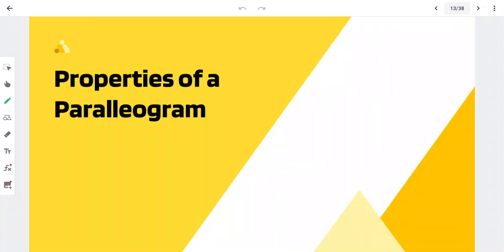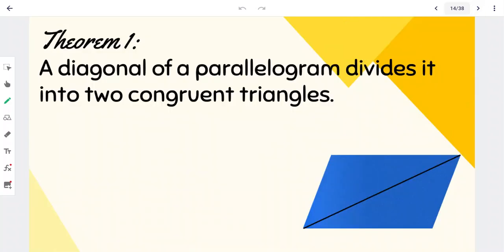Okay, so now we are going to study the properties of a parallelogram in the form of theorems. We are going to solve the properties with proof. Theorem number one, you have to remember the theorem as well as the proof of it. A diagonal of a parallelogram divides it into two congruent triangles. Very easy theorem. What does the theorem say?